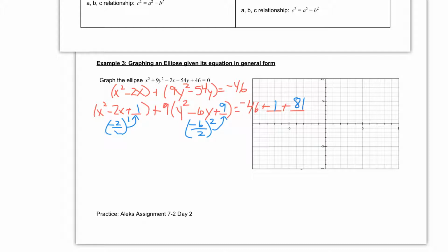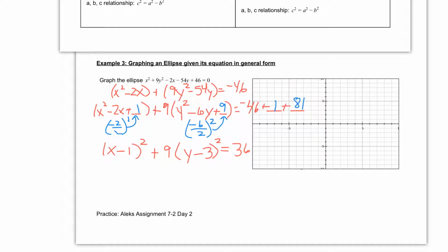And then I'm going to complete my square. So I'm going to end up with x minus 1 squared. Remember, to complete that square, I'm taking the square root of the first term, which is x, the very first sign in the parentheses, which is a negative, and the square root of the last term, which is 1. Then my next one is going to be plus 9 times y minus 3 squared. And then I'm going to add up everything on the right. Negative 46 plus 1 plus 81 is going to give me 36.